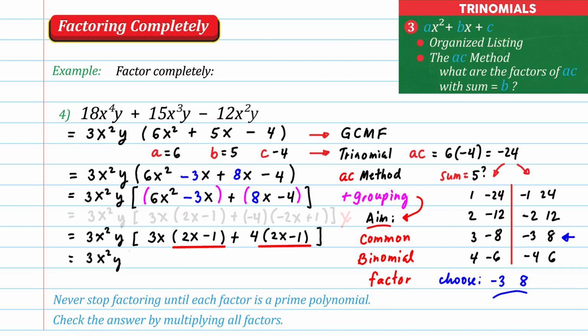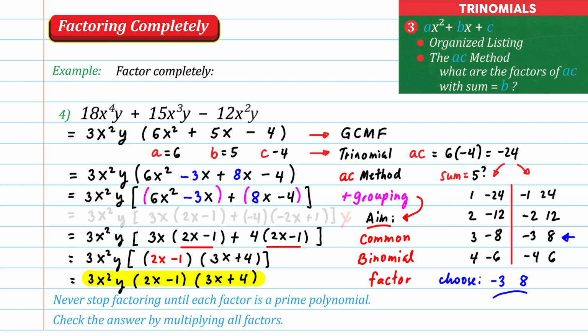Finally, we bring back the GCMF we found in step 1, 3x squared y, and the completely factored form of the original trinomial is 3x squared y times 2x minus 1 times the quantity 3x plus 4. Whew! So yun na yun. Always remember to check for a GCMF first kung meron, then you may use any method. In this case, we use AC method if we have a quadratic trinomial remaining.